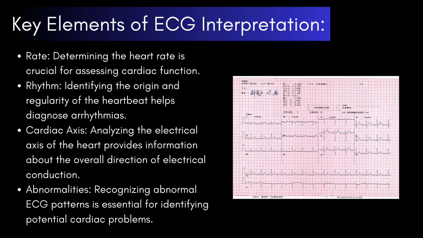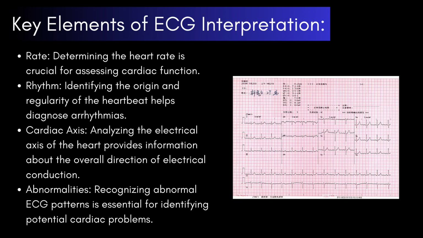Let's take a look at the key elements of ECG interpretation. Rate. Determining the heart rate is crucial for assessing cardiac function. Rhythm. Identifying the origin and regularity of the heartbeat helps diagnose arrhythmias. Cardiac axis. Analyzing the electrical axis of the heart provides information about the overall direction of electrical conduction. Abnormalities. Recognizing abnormal ECG patterns is essential for identifying potential cardiac problems.